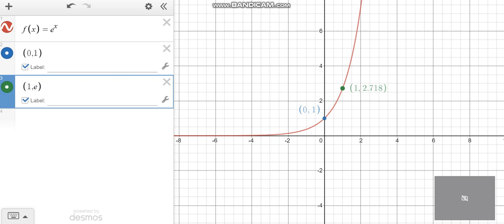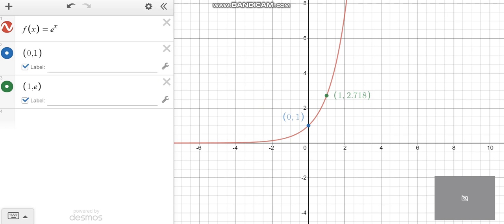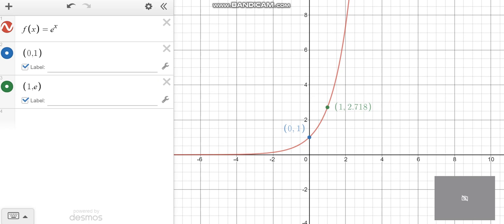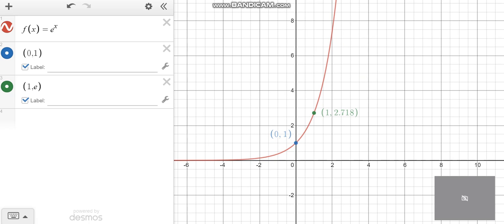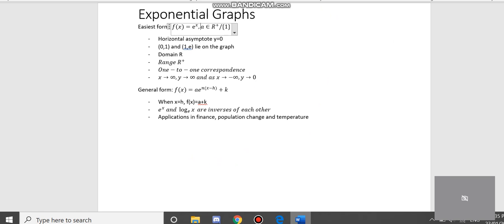Just keep in mind that whenever you're using a calculator, there should be a letter e, in a really fancy way. Some calculators have an e that you can treat as a variable, and the number e is a constant. So just don't get confused on that. But yeah, these two points will appear on the graph.